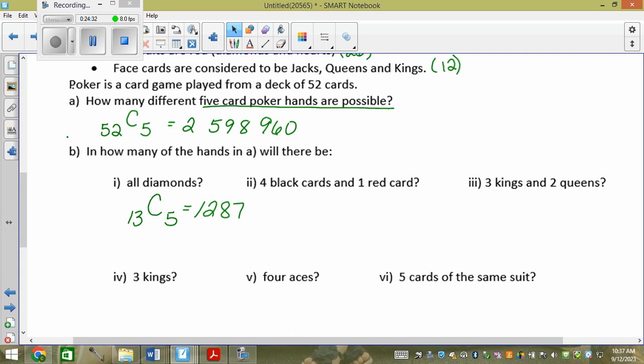The next one says 4 black cards and 1 red card. How can I guarantee getting black cards? From black cards. Half of the deck is black, half of the deck is red. The deck is 52, so how many am I choosing from? 26. 26 choose 4, so I'm taking the 26 black cards and choosing 4. And then I need 1 red. How many are we choosing from again? And then I double check. Did I choose 5 cards? I chose 4 black and 1 red. Did I choose 5 cards? I'm good. So I can just type it in.